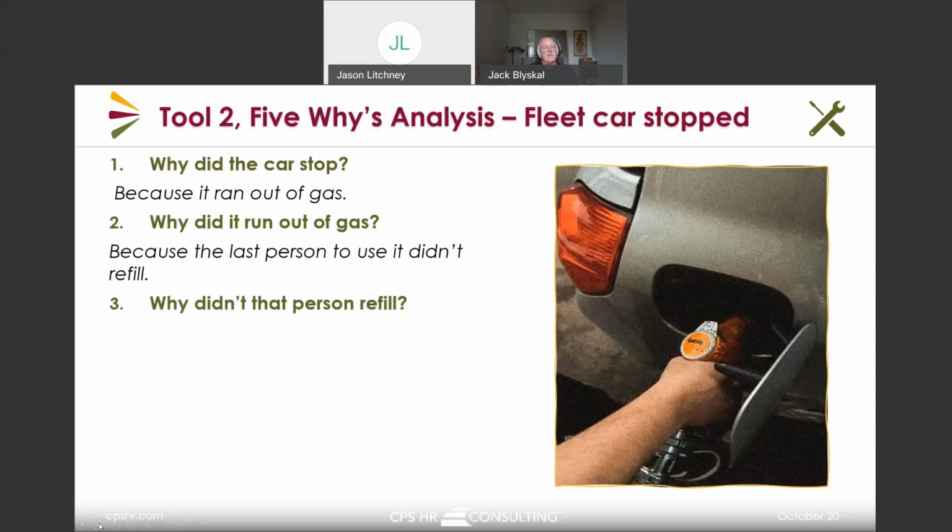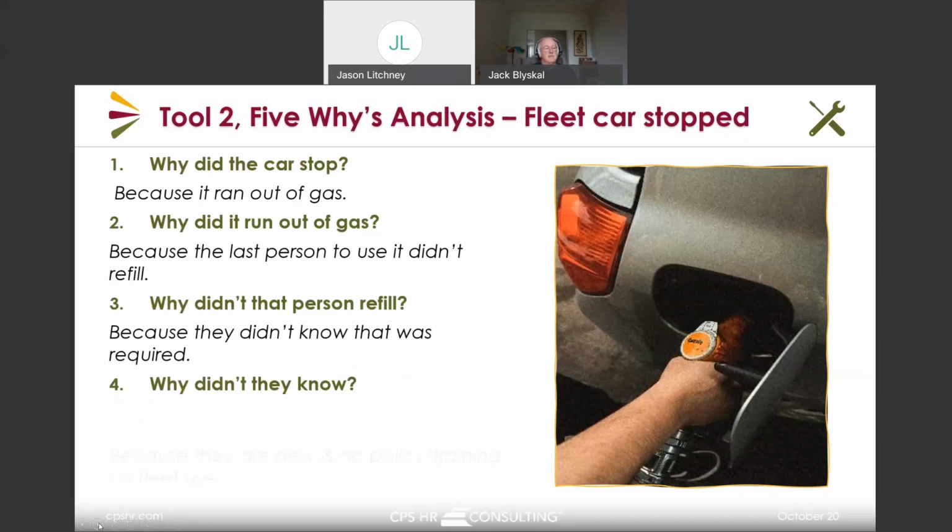And the next why is, why didn't they refill it? I mean, I'm sure we've all driven rental cars. You have to bring it back full. Why are they not refilling the fleet car? Because they didn't know it was required. Well, why don't they know it's required? Because they're new and there's no policy or training on fleet use. They weren't told, like with a rental car, you need to bring it back full or at least notify someone.